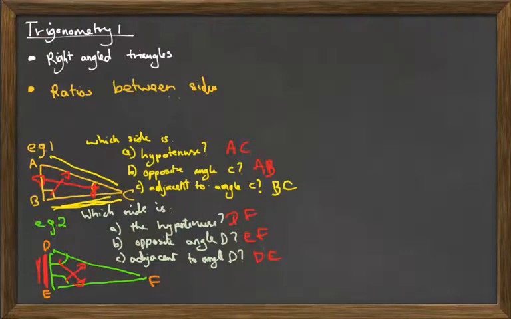Okay, that's just terminology. We need to know where sides are relative to angles. So we need to know when a side is opposite an angle, when it's adjacent to an angle, and which one is the hypotenuse. That's very important for trigonometry.